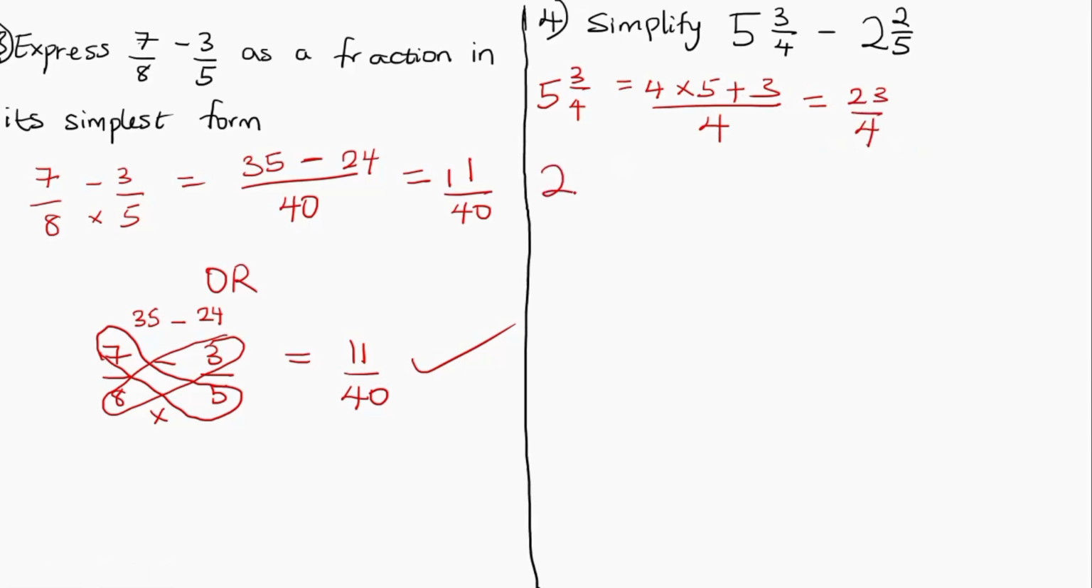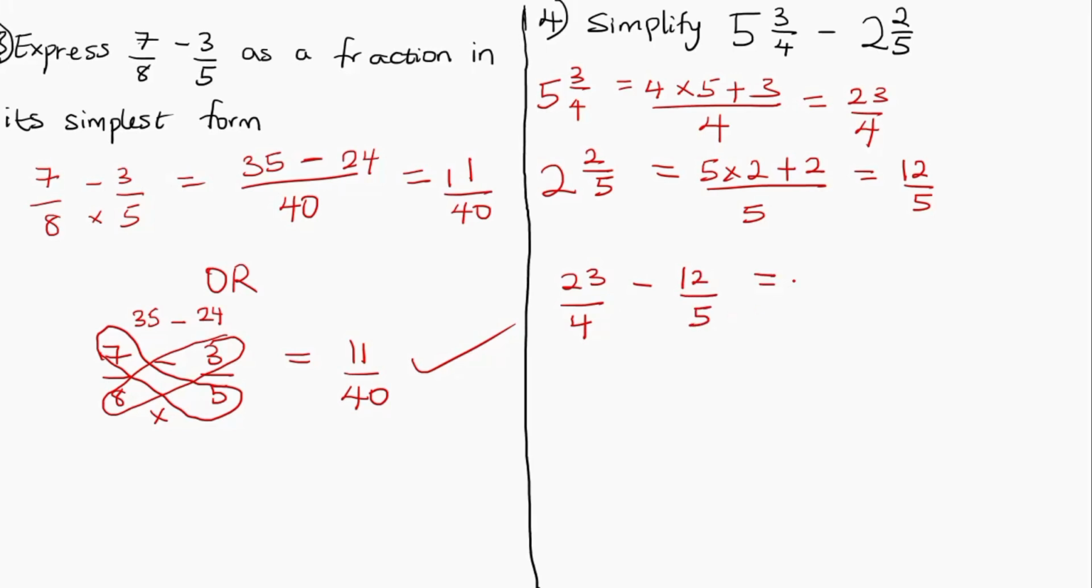We go to the next one. 2 whole number 2 over 5. Alright, so the denominator multiplied by the whole number plus the numerator. So that is 5 times 2 plus 2, over 5. So 5 times 2 is 10, 10 plus 2 is 12 over 5. Alright, so let's simply simplify. So we have 23 over 4 minus 12 over 5.